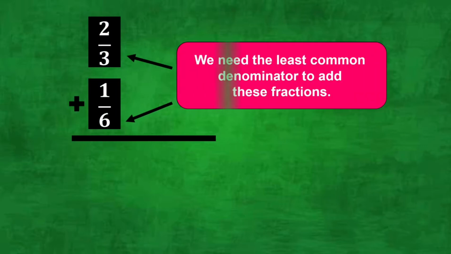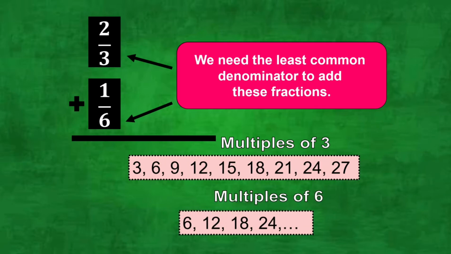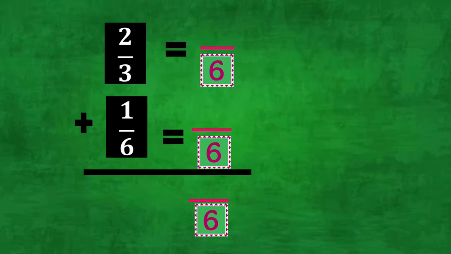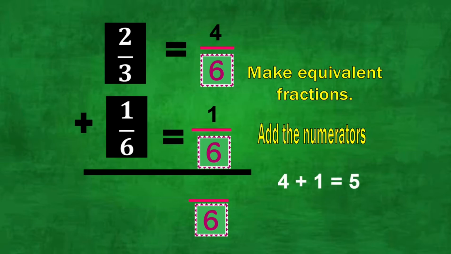Next example, 2/3 plus 1/6. Again, we need the least common denominator to add these fractions. Let us list the multiples of 3 and 6. Now the LCD is 6. Very good. Then make equivalent fractions. 6 divided by 3 times 2 is equal to 4. 6 divided by 6 times 1 is equal to 1. Then add the numerators. 4 plus 1 is equal to 5. Our answer is 5 over 6.